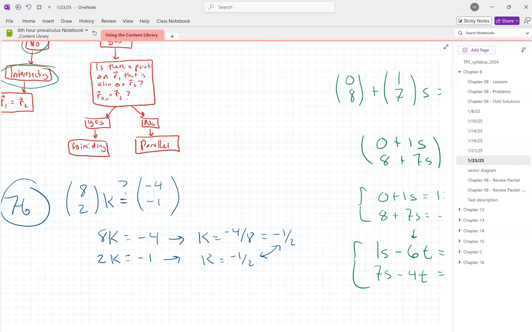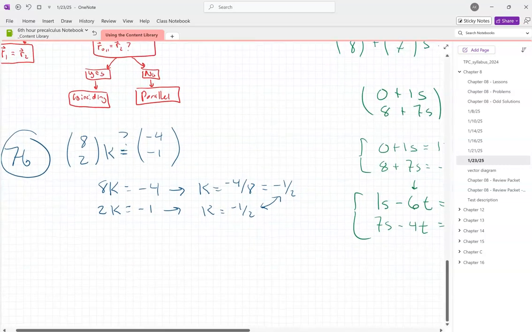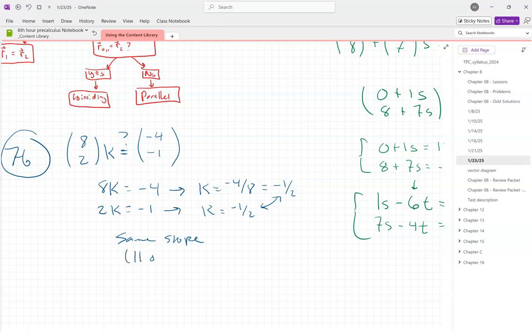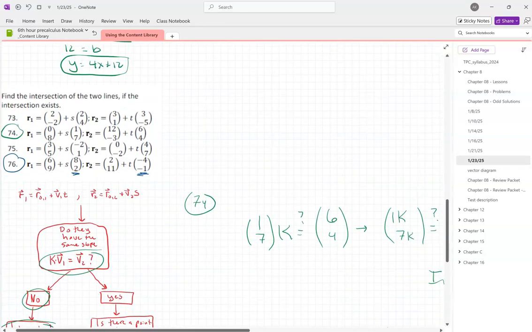Everybody's okay with that? So these two lines do have the same slope. That means they're either parallel or coinciding. To tell the difference between them, I want to check to see if the point vector from equation 1 is also a point on equation 2. So I'm going to take the point vector from 1 and see if that satisfies equation 2.